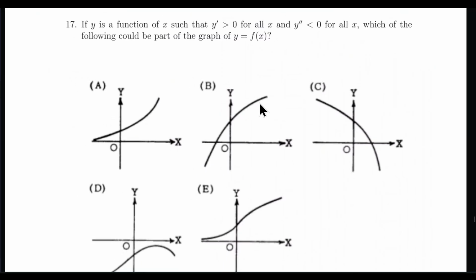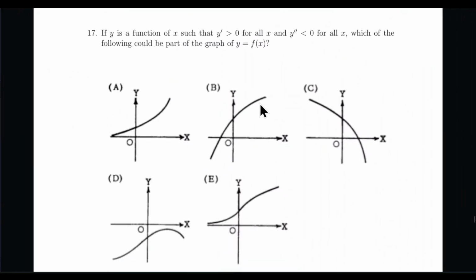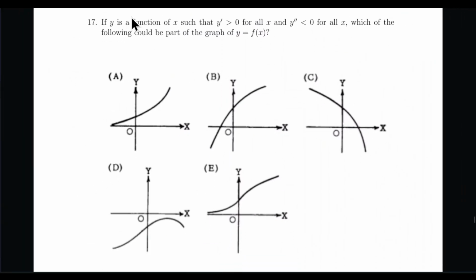Right. Here we are given that y is a function such that its derivative is positive and double derivative is negative. So which of the following could be a function? I think that's pretty straightforward, because if the derivative is positive, it means that the function is always increasing. So it cannot be C because this is decreasing. It cannot be D because it is decreasing after this portion. So it has to be one of the remaining three.